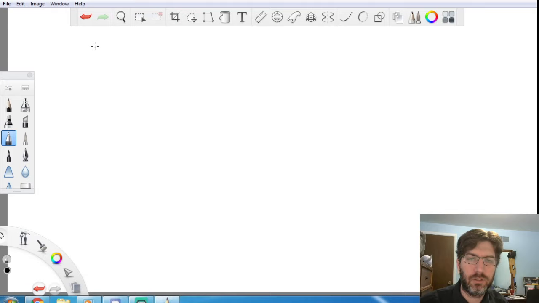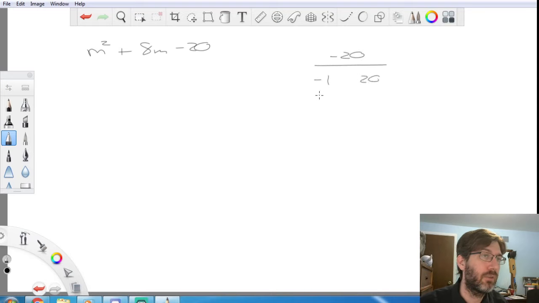Well, we just did one like this, but we can do another one. So we have m squared plus 8m minus 20. And again, in this case, c is negative, so we want factors of negative 20. So you've got negative 1 and 20, but you can also have positive 1 and negative 20. And they need to add up to a positive 8.